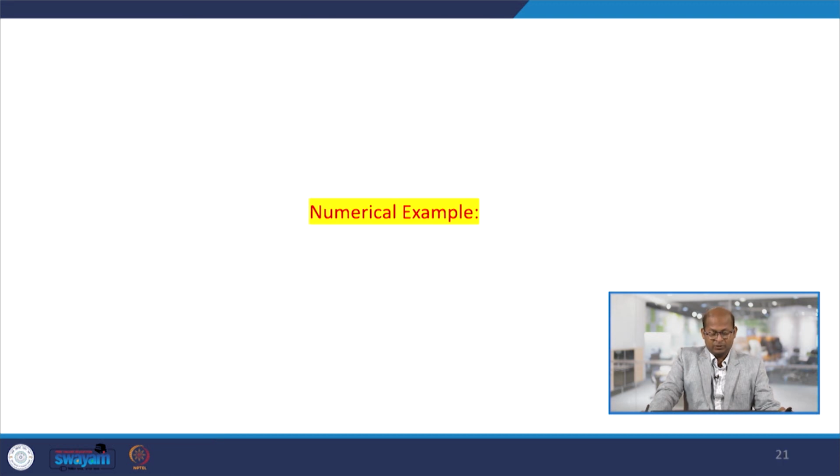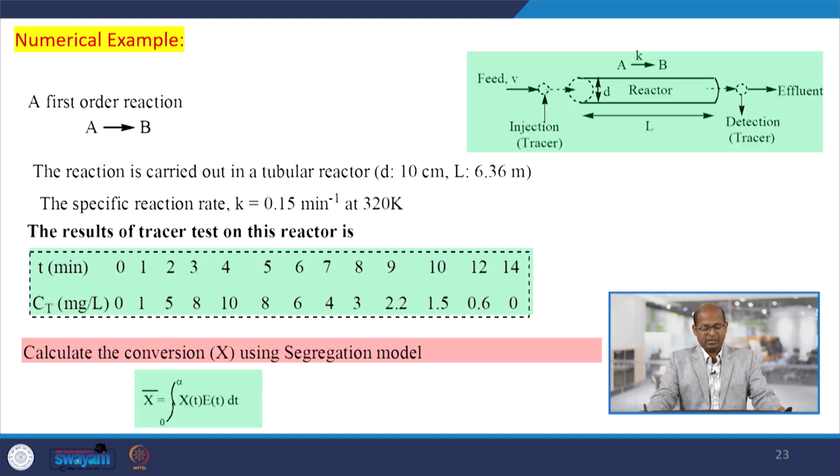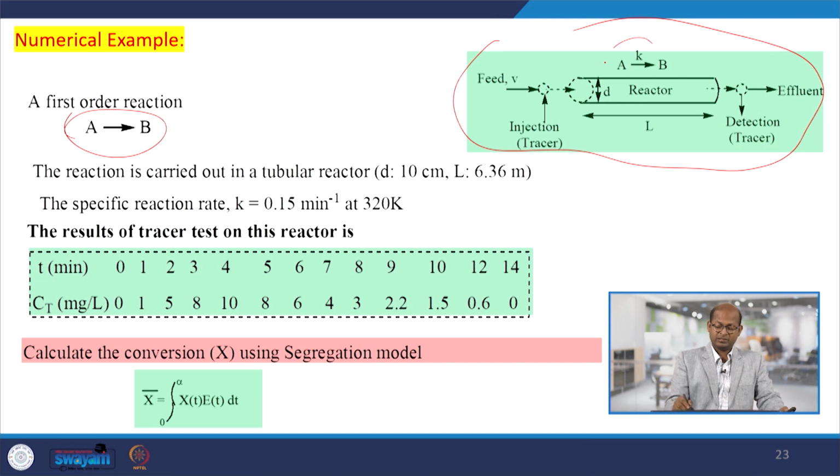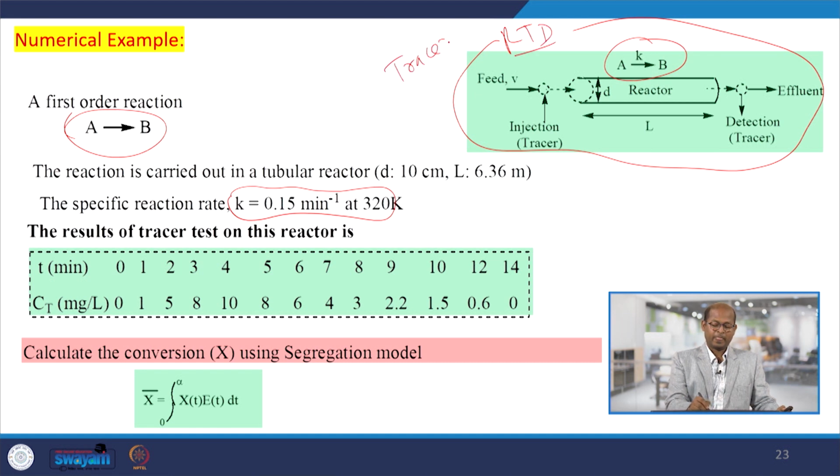Okay. So, now one numerical problem or example we will discuss, considering the segregation model and considering RTD functions, how we can find the average conversion. Okay. Let us say this is a reactor, let us say here we are considering these reactions, and for this particular reaction the rate constant is given at 320 Kelvin, and here we conduct a tracer test or RTD study, a tracer test, if we consider it for this particular reactor.